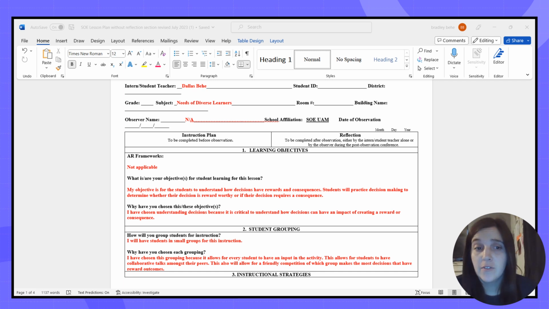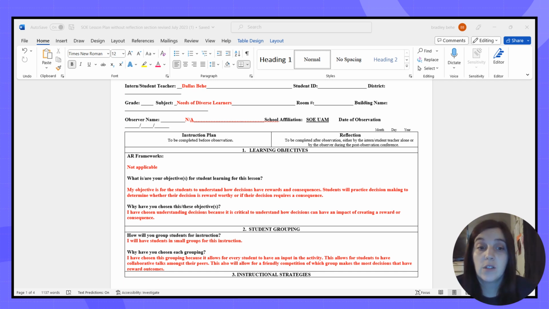So, my objective for student learning for this lesson is for students to understand how decisions have rewards and consequences. Students will practice decision making to determine whether their decision is reward worthy or if their decision requires a consequence. Why have I chosen these objectives? I have chosen understanding decisions because it is critical to understand how decisions can have an impact of creating a reward or consequence. For my student grouping, I will group my students in small groups for this instruction.